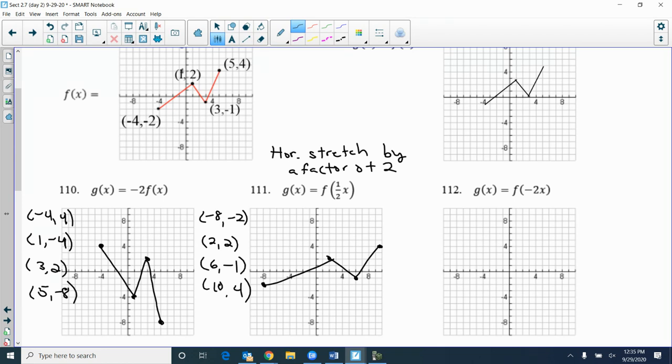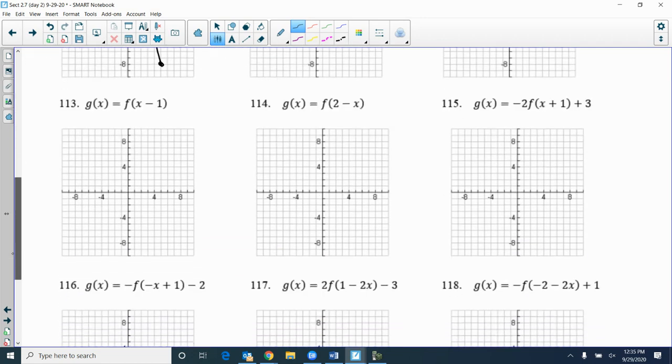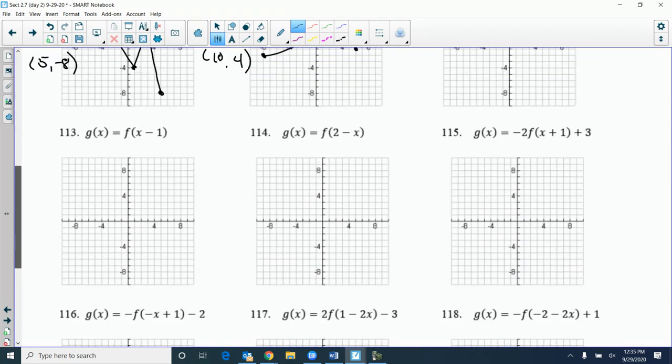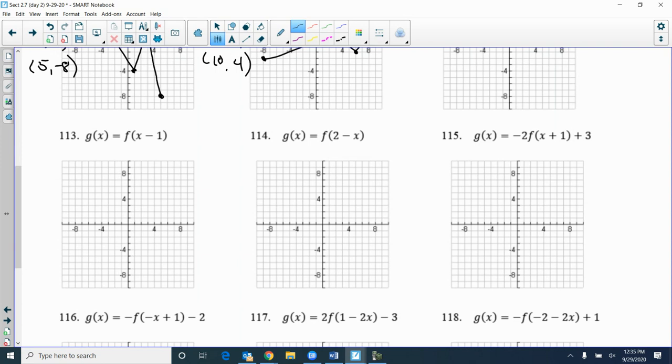All right, let's skip that next one. Let's skip 12 and 13. Actually, let's hop down to 115. Which is, all right, over here. -2, f of x plus 1, plus 3. All right, we got a ton going on.